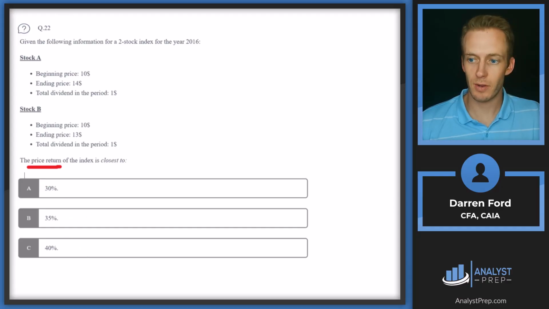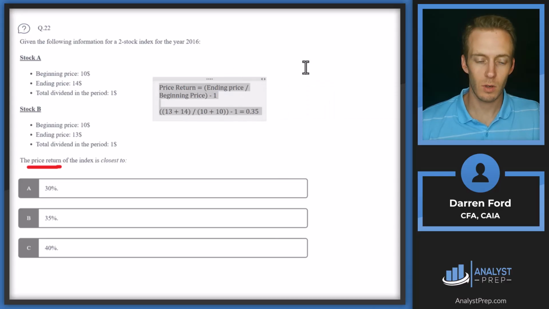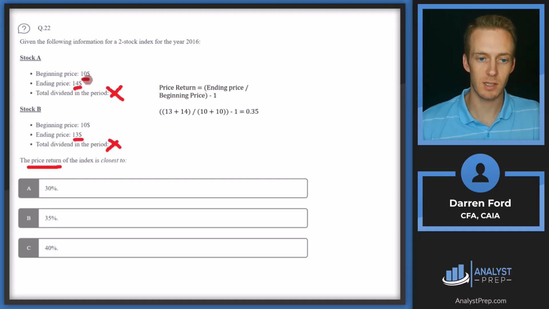So this is going to be pretty straightforward. We're going to take the ending price of each of these stocks and divide that by the beginning price, then subtract out 1, and that's going to give us our price return. We're not going to need to include the dividend for either since we're just looking at the price. So our ending price is going to be 13 plus 14, or 27. Then we divide that by the beginning prices, 10 and 10, which gives us 20 in the denominator, and we subtract out 1 at the end, which gives us 0.35, or 35% price return.